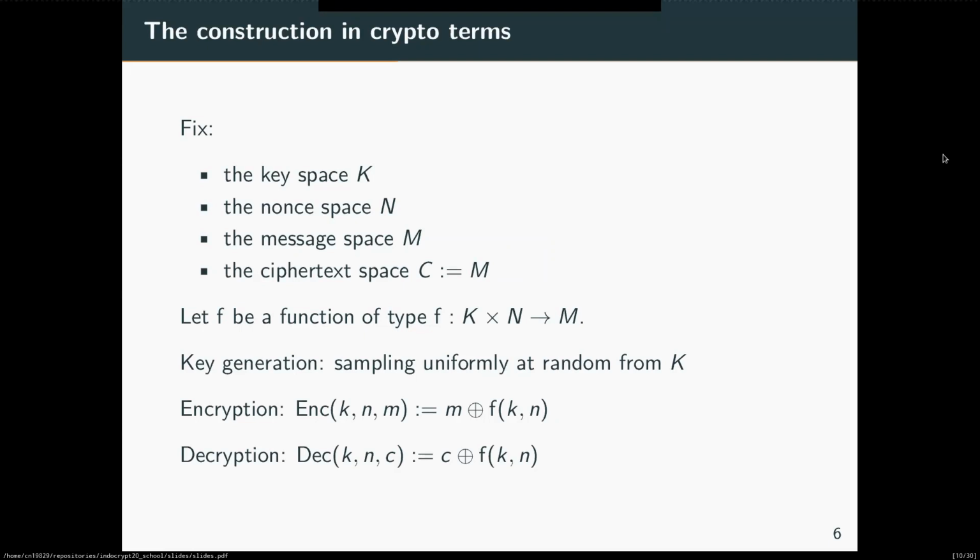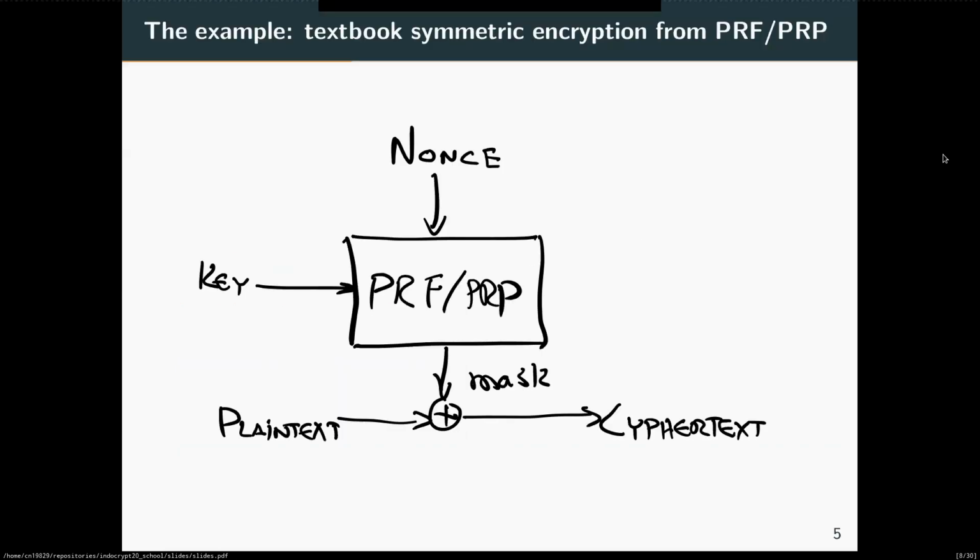When we want to encrypt a message or a plaintext M under key K with a nonce N, we're going to just compute the pseudorandom function f, indexed by K with N as input. That's going to give us a mask that we're XORing on the message. So again, this is just a programmatic description of exactly this construction here.